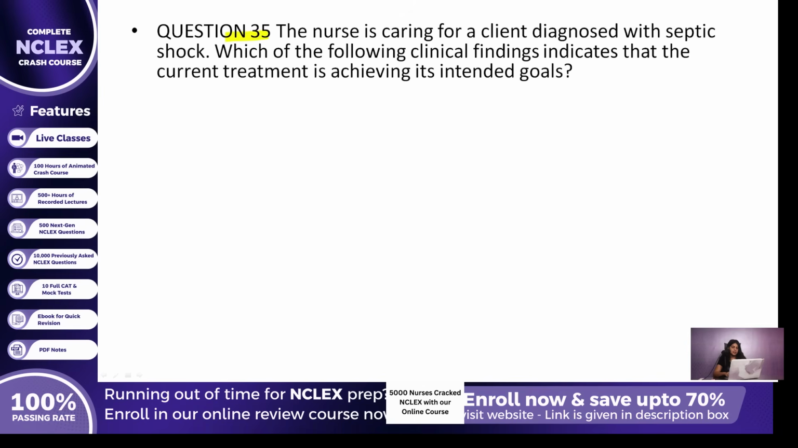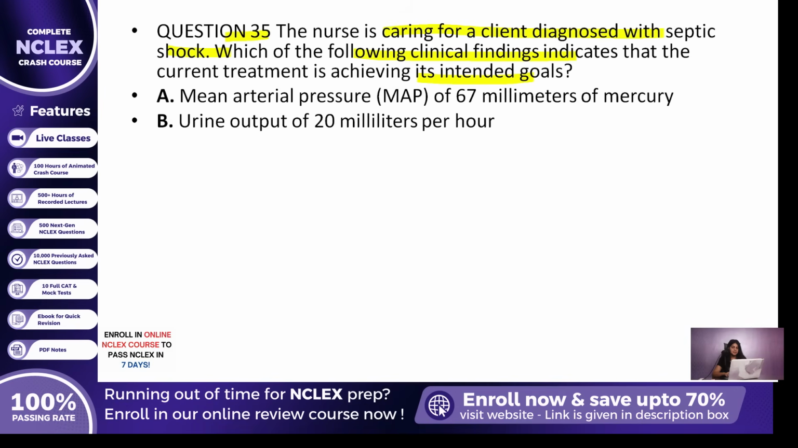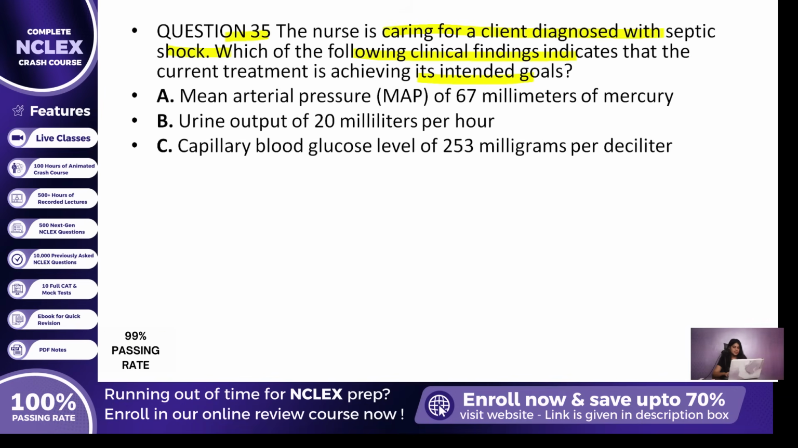The nurse is caring for a client with septic shock. The options to assess clinical improvement are: Option A. Mean arterial pressure of 67 millimeters of mercury. Option B. Urine output of 20 milliliters per hour. Option C. Capillary blood glucose level of 253 milligrams per deciliter. Option D. Arterial blood pH of 7.33.